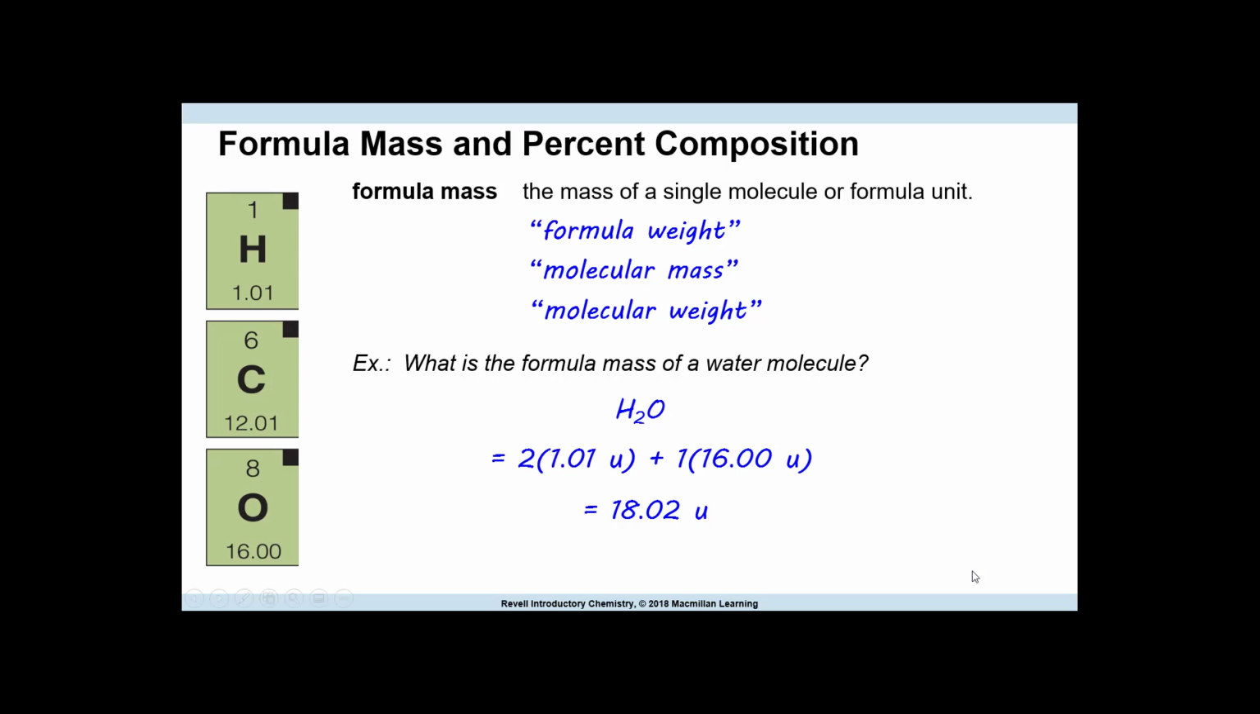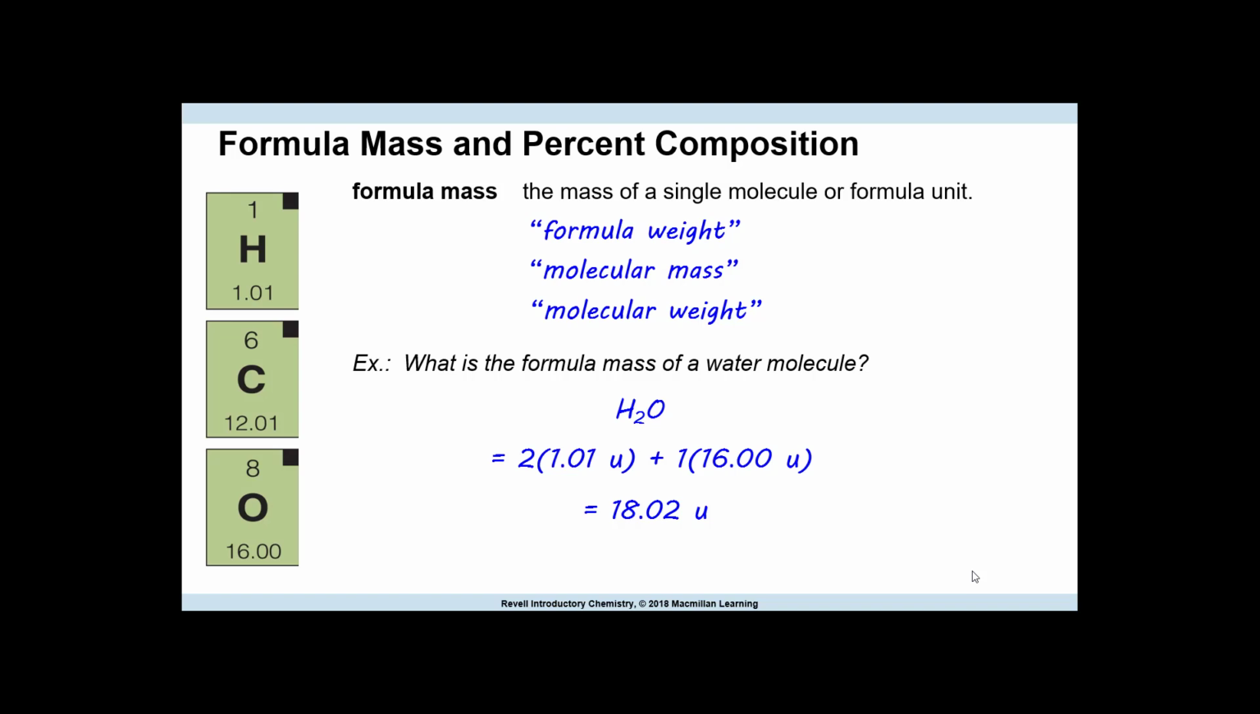So when you hear the word formula mass, that's the mass of a single molecule or formula unit. Molecule is, remember, when it's nonmetals that share electrons. Formula unit is ions. But honestly, people get really lazy and start crossing over terms, and they pretty much mean the same thing. So formula weight, molecular mass, molecular weight, and a lot of these terms tend to be used across the board for ionic compounds and covalent compounds. The main one is molecular weight, even though when you're dealing with ions, you're not dealing with molecules, you're dealing with an ionic compound.